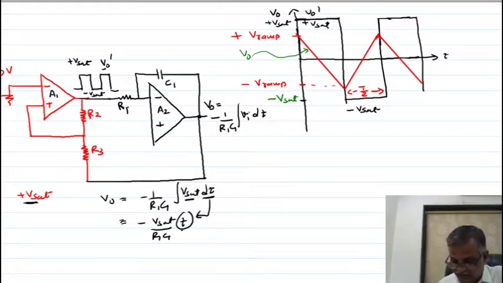So listen again. Suppose at some time my output is positive, plus Vsat, this value. As a result, the output of the integrator circuit you can calculate with the help of this.